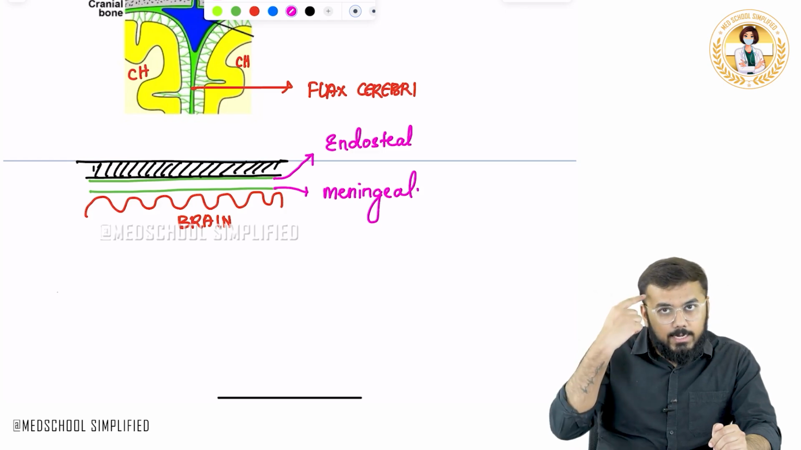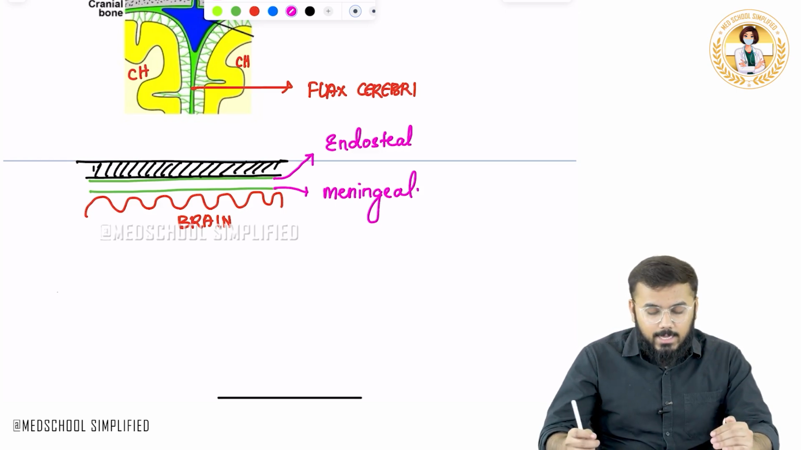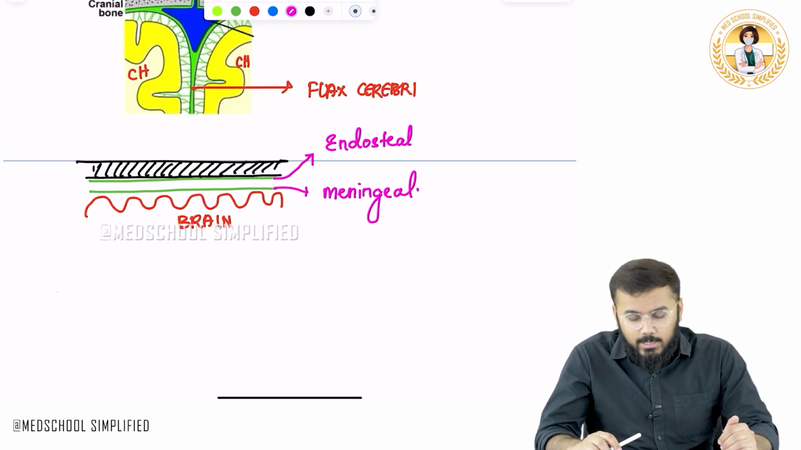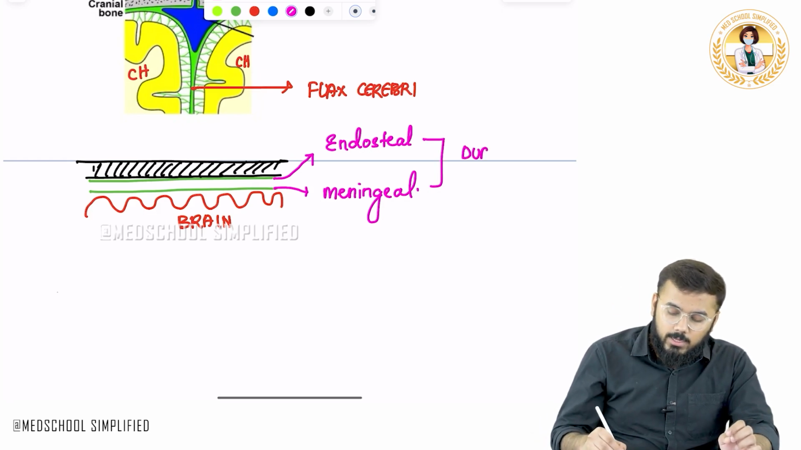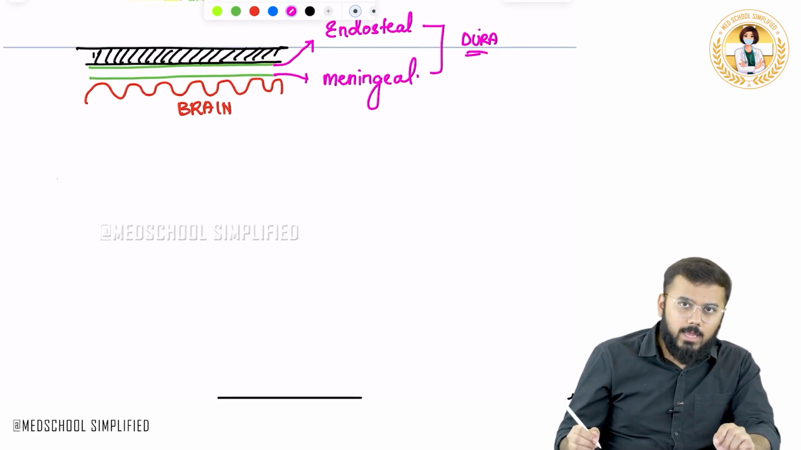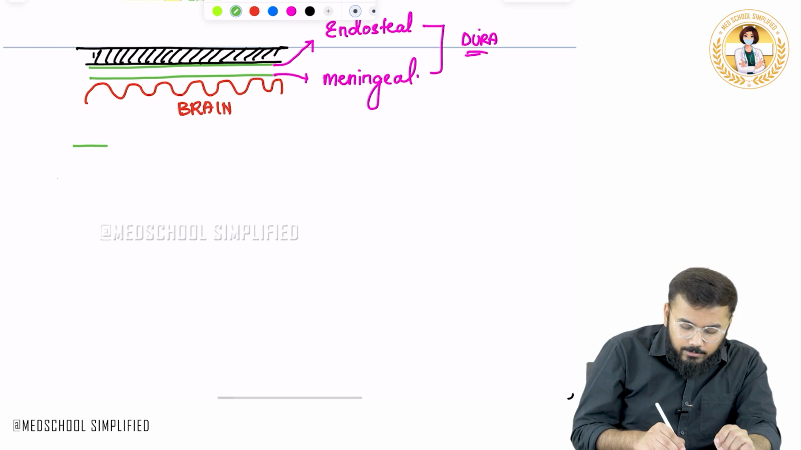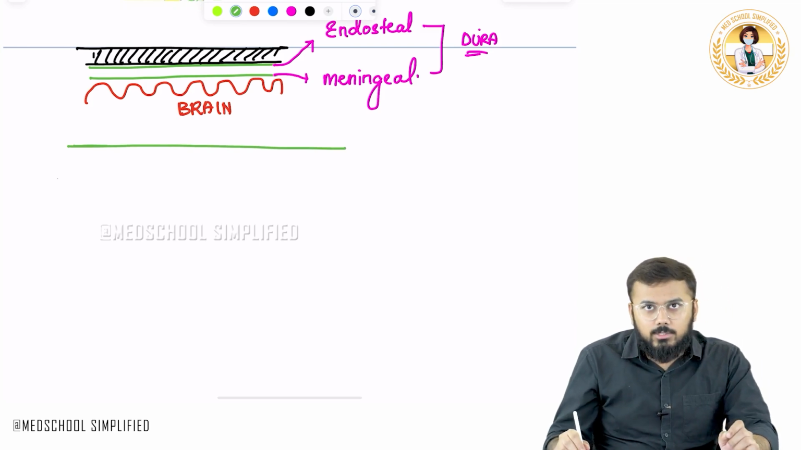So in the cranial cavity, dura mater is of two layers. The one which is lining your skull cap is called your endosteal layer, and the next, which is lining the surface of the brain, is called the meningeal layer. So these are the two layers of your dura mater. But at some places, this is what happens. See, for example, you see this particular layer, this is called your endosteal layer, right?